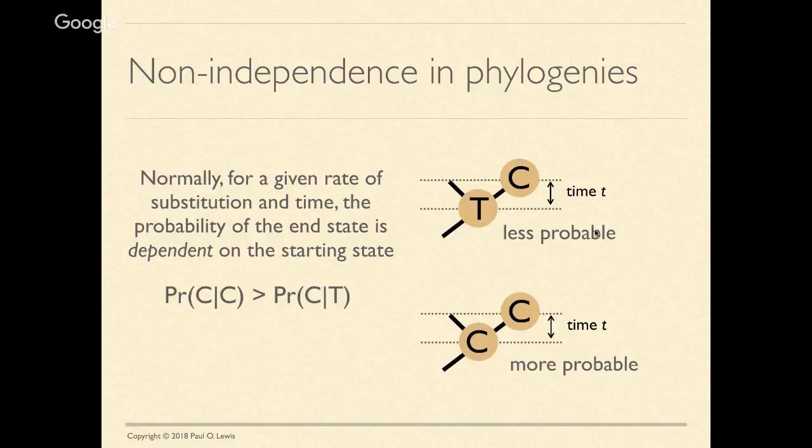The probability of the state at the end of an edge in a tree cannot usually be considered independent of the state at the beginning of that edge. A difference over an edge is less probable, all other things being equal, than a similarity across an edge. So the conditional probability of the end state given the beginning state changes depending on that beginning state. It's conditional on the beginning state.